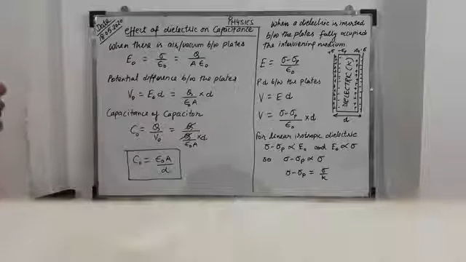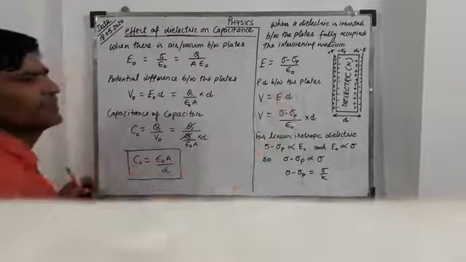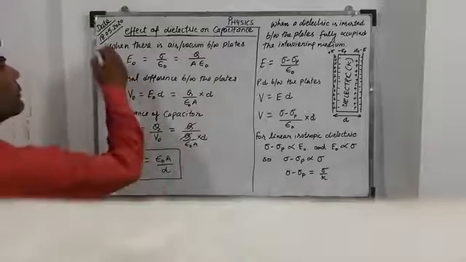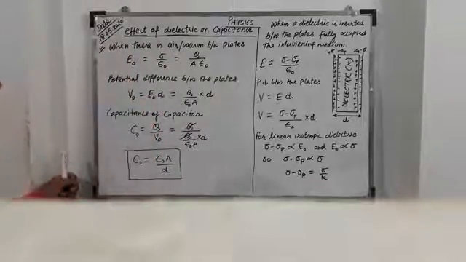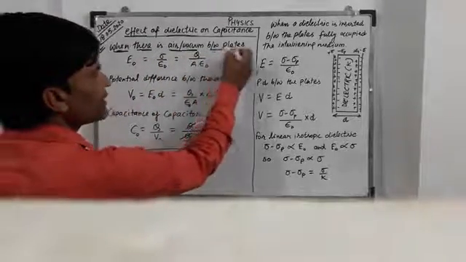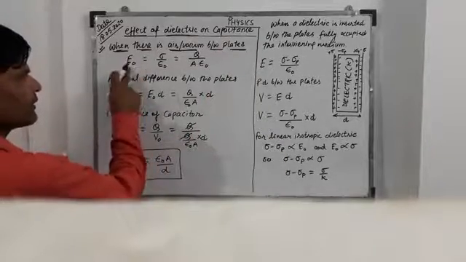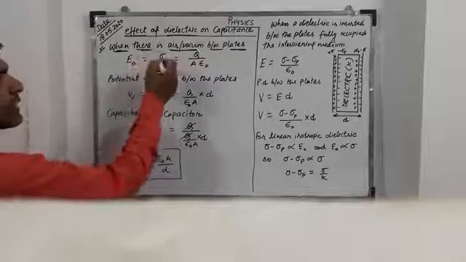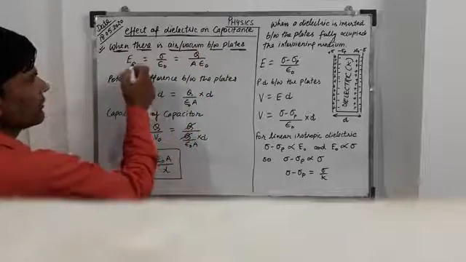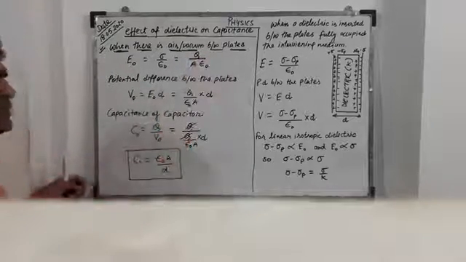In this lecture we discuss the effect of dielectric on capacitance of a parallel plate capacitor. So we start when there is air or vacuum between the plates. In a parallel plate capacitor, the electric field between the plates is sigma upon epsilon naught, but sigma is equal to q upon A. So we get the electric field E naught is equal to q upon A epsilon naught.